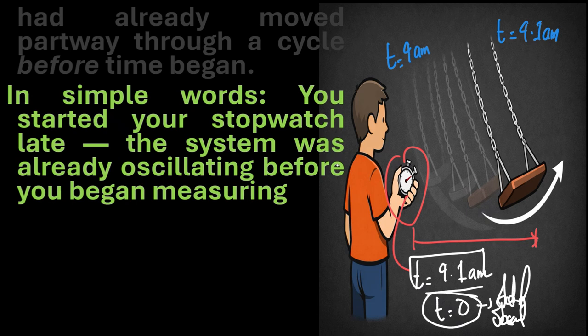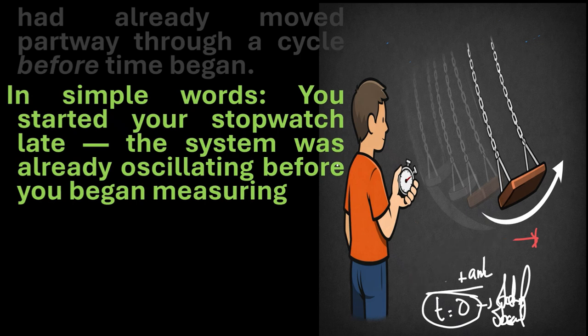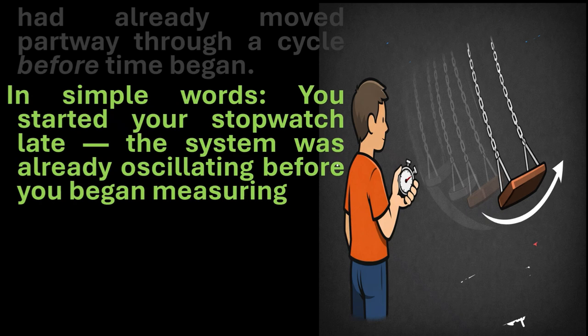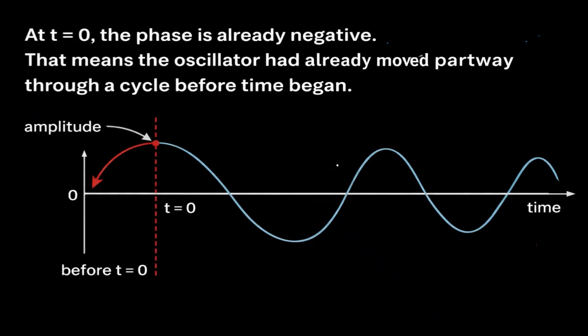Okay? Right. Messy, I do understand. Sorry. Okay. So this is what I was talking about the graph previously. At t is equal to 0, the phase is already negative. That means the oscillator had already moved partway through a cycle. Saying through a cycle sounds a bit incorrect there. It may not always be through a cycle. Okay, feel free to skip this part, before the time began.